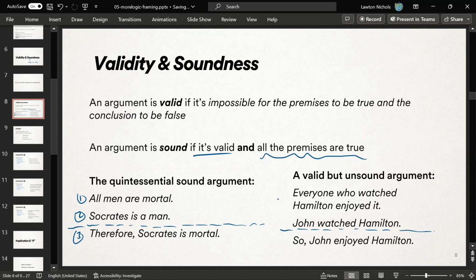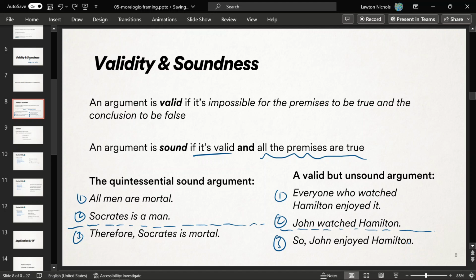I'll draw a line. Premise 1, everyone who watched the play called Hamilton enjoyed it. All right, that's one assumption. Assume that, and then assumption 2, assume that John watched Hamilton. We know him, and he watched Hamilton. And then here is a conclusion based on those two assumptions, those two premises. So, therefore, John enjoyed Hamilton.